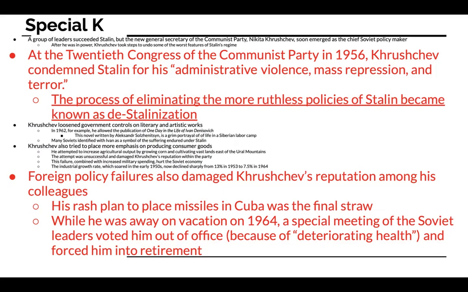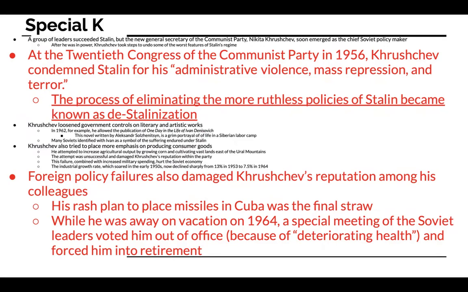Khrushchev loosened government controls on literary and artistic works in 1962. For example, he allowed the publication of One Day in the Life of Ivan Denisovich. This novel was written by Alexander Solzhenitsyn. It's a grim portrayal of life in a Siberian labor camp. Many Soviets identified with Ivan as a symbol of suffering endured under Stalin.